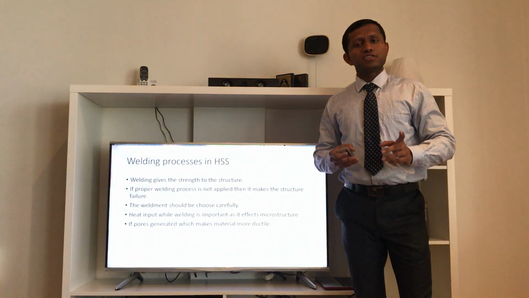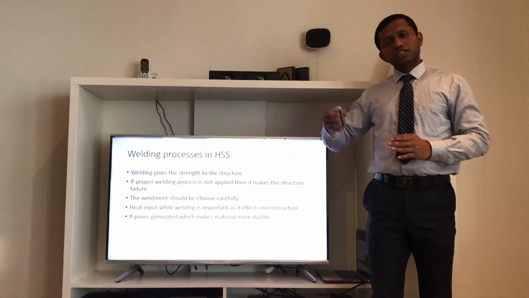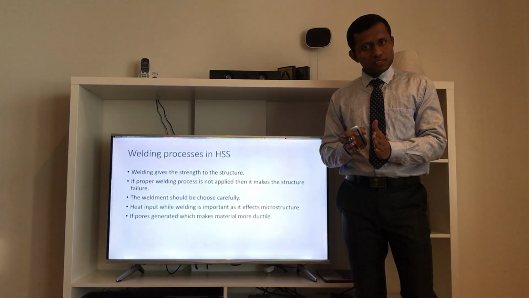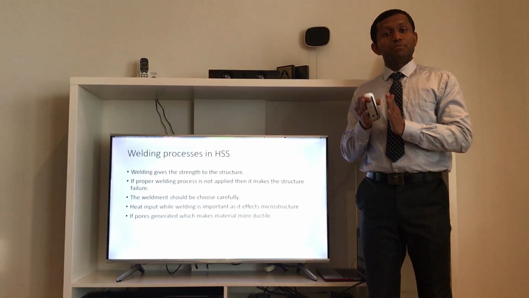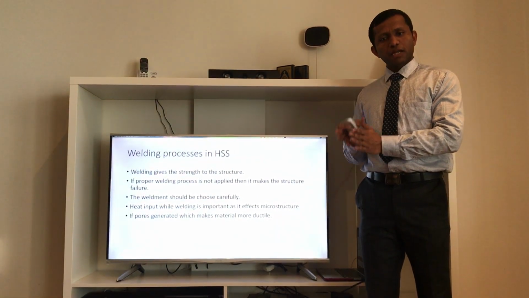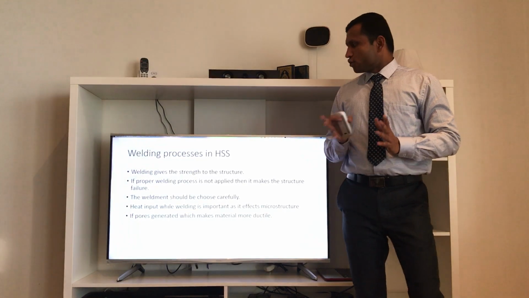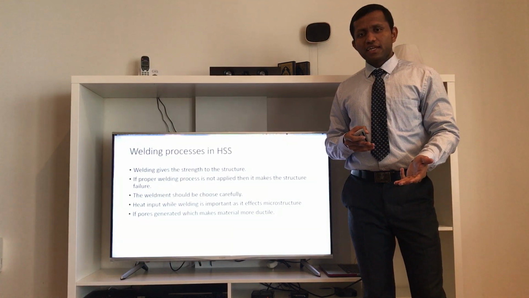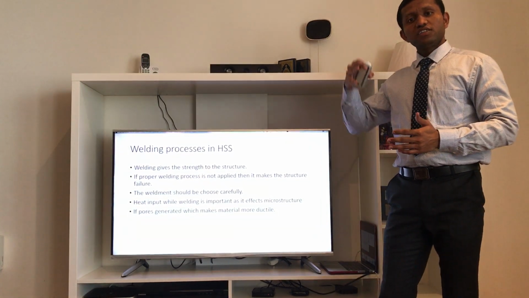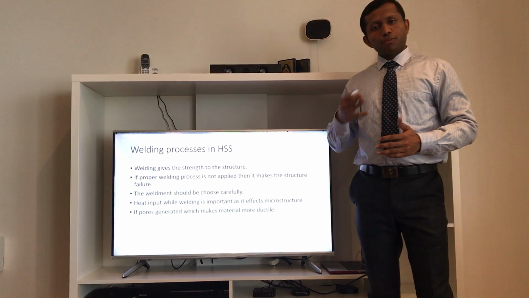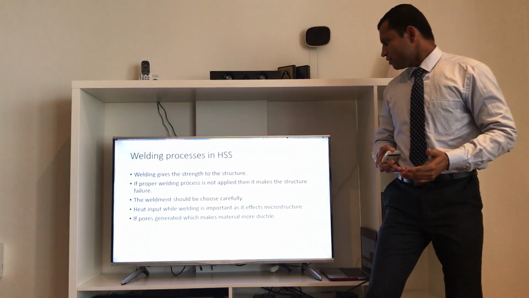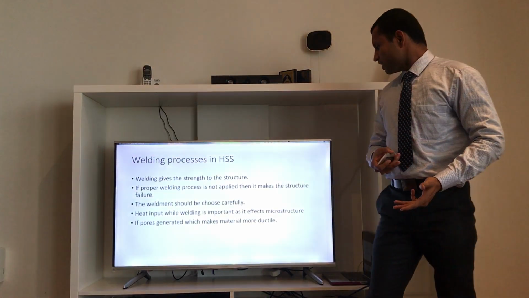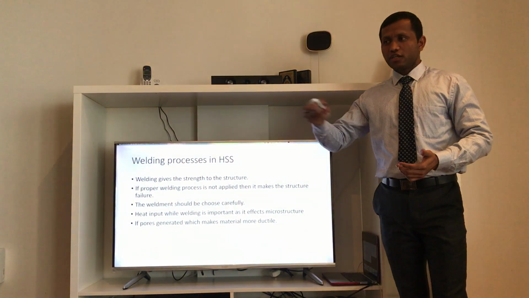The second thing which leads to the failure of the high strength steel is the welding method. While welding the high strength steel metals, we should take care of the weldment parameters and the heat input method. Because welding gives the strain to the material, which is most important in the structural design. Even if proper care is not taken while welding, it will make the structure fail, or it can make the material more ductile, which can lead to the failure.